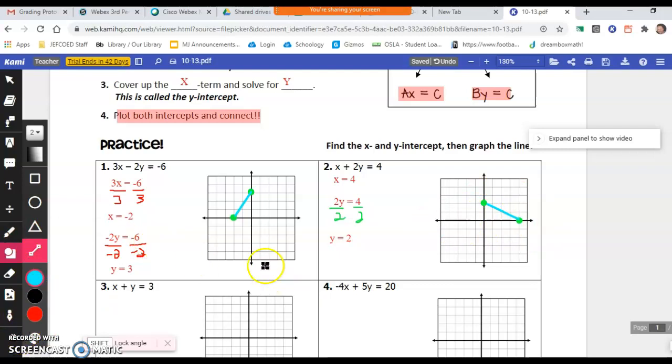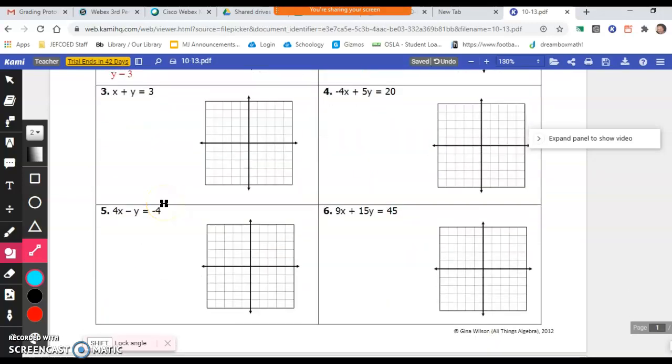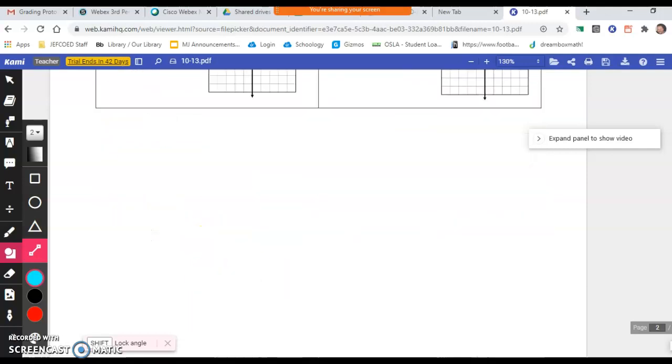Now, questions? Y'all good? All right, what y'all are going to do is complete the rest of them. There should not be any that are difficult. Remember, remove the y, solve for x. Remove the x, solve for y. Plot both points, and then connect them. Y'all good? All right.